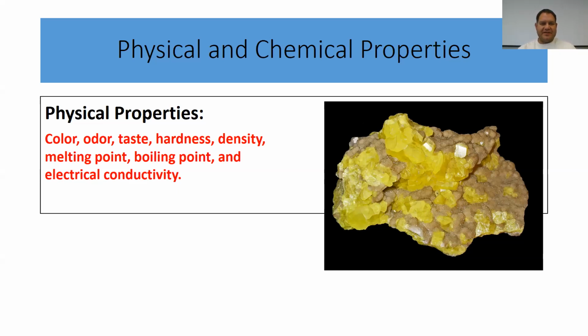And the way we can think of physical properties are like, what is the color of the substance? What does it smell like? What does it taste like? How hard is it? What's its density? At what point will it melt or boil? And does it conduct electricity or not? Okay. So these are all certain specific characteristics or physical characteristics of materials that you should be able to classify.